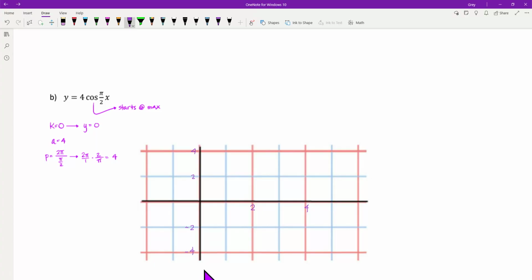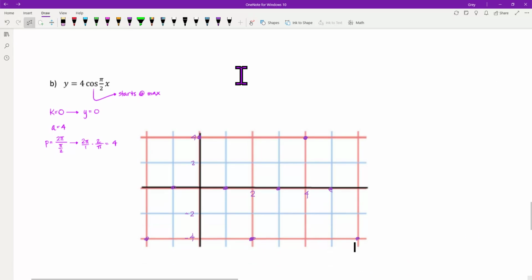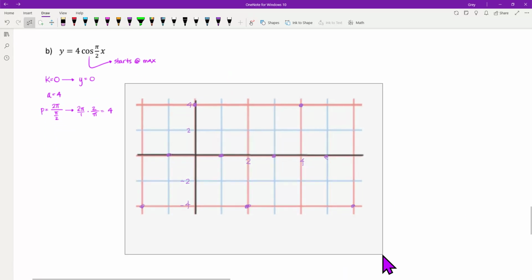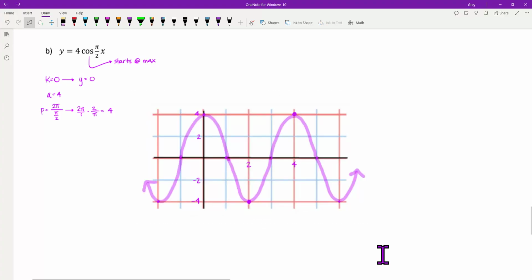Okay, so now cosine starts at a max. So I'm going to start at 4 on this graph. I start at 4, and then I'm going to end at 4 at the end of a period, which is 4 units long. Halfway between is a min. Halfway between the max and min are zeros. And then I just continue that pattern because it is a periodic function. So when you connect it, it's going to look all pretty like that. Should have done that earlier.